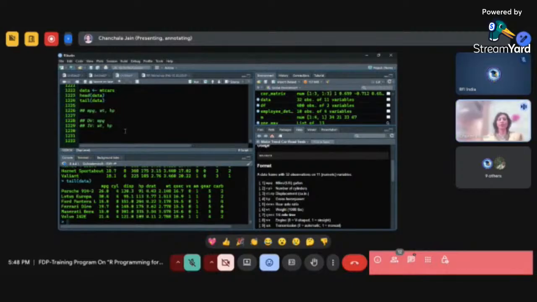So you can see, sir has said very correctly that MPG will be the dependent variable and weight and horsepower will be the independent variables, right? Meaning that I want to see the impact of these two variables on the MPG, that is miles per gallon of the car. So now I'll firstly write the null hypothesis.